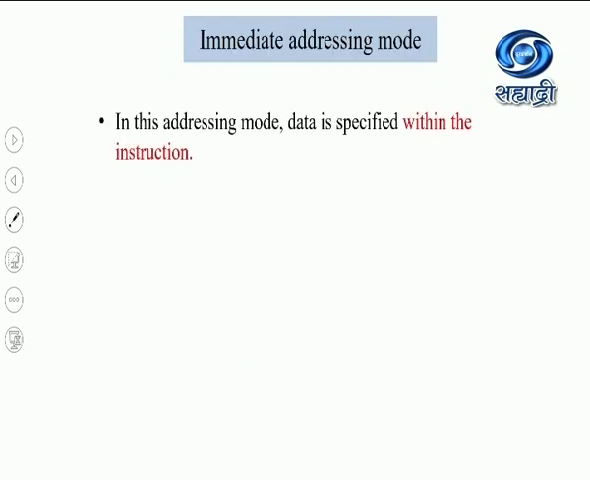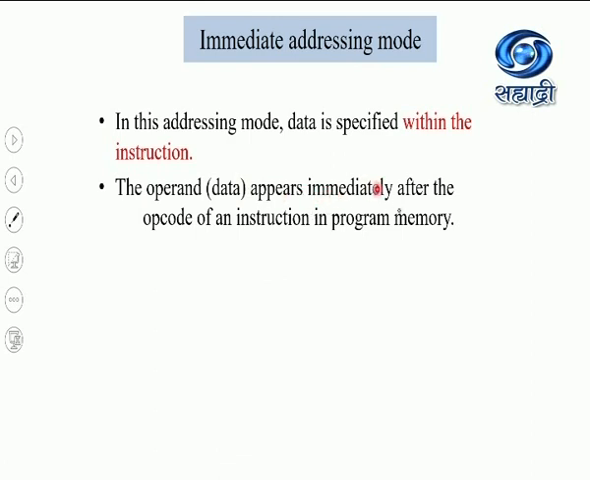Immediate addressing mode. In this addressing mode, data is specified within the instruction. It means the data is specified within the instruction, hence it is called the immediate addressing mode. The data appears immediately after the opcode of an instruction in program memory. As you know, the instructions are stored in program memory. For every instruction there is an operation code, which is also called the opcode. So after the opcode of an instruction, immediately the data is stored in the next memory location.